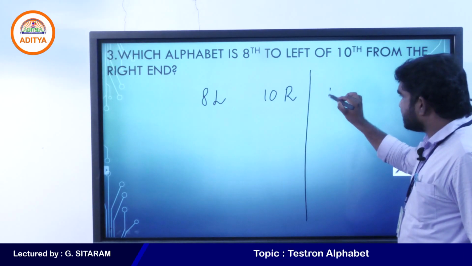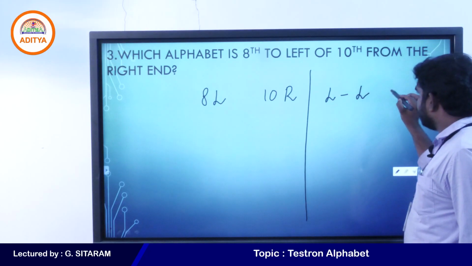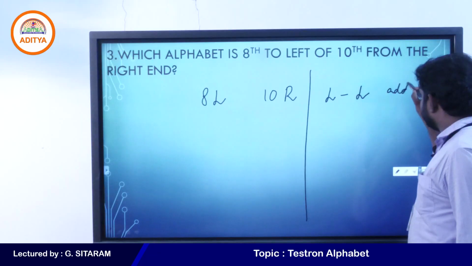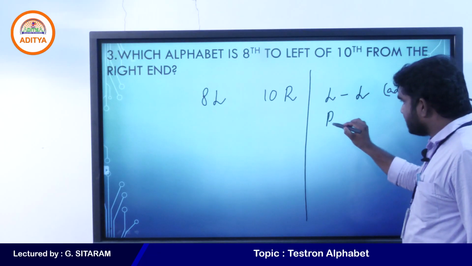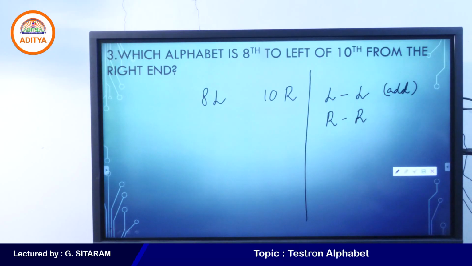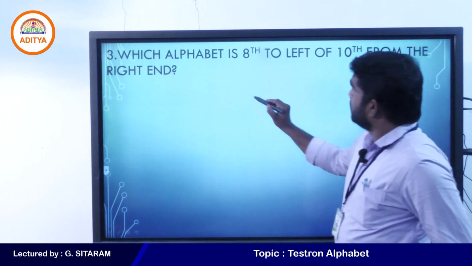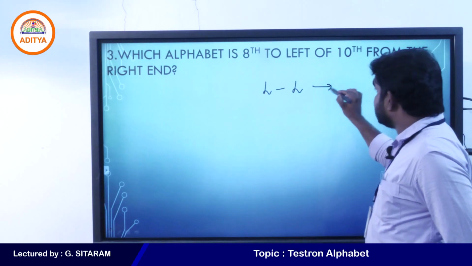If both are in the same direction and first one is left and second one is also left, you have to just add both these two things. For suppose first one is right and second one is also right. Sorry. First one is left and second one is also left. You have to just subtract it.